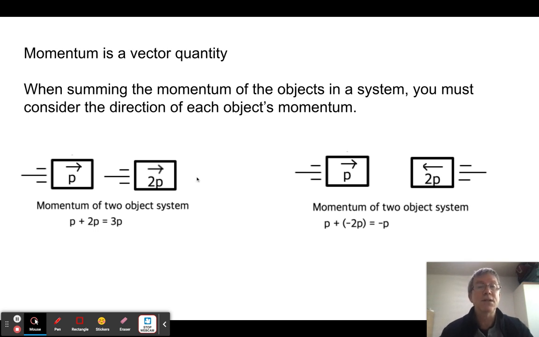Well, let's look at this other system. Now I have the same thing, except this one's going in the opposite direction from before. But I have a very different amount of momentum in this system. So I have 1 unit of momentum in the positive direction, but I have 2 units of momentum in the negative direction. So p plus negative 2p gives me negative p. So this has 3 times less momentum and it's directed in the opposite direction.